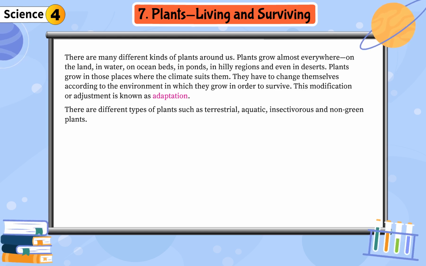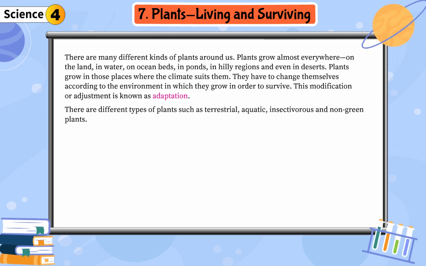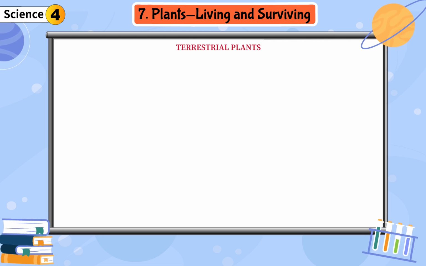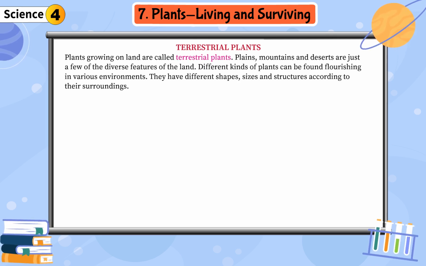There are different types of plants such as terrestrial, aquatic, insectivorous and non-green plants. Let us read about some plants and their habitat. Terrestrial plants. Plants growing on land are called terrestrial plants.